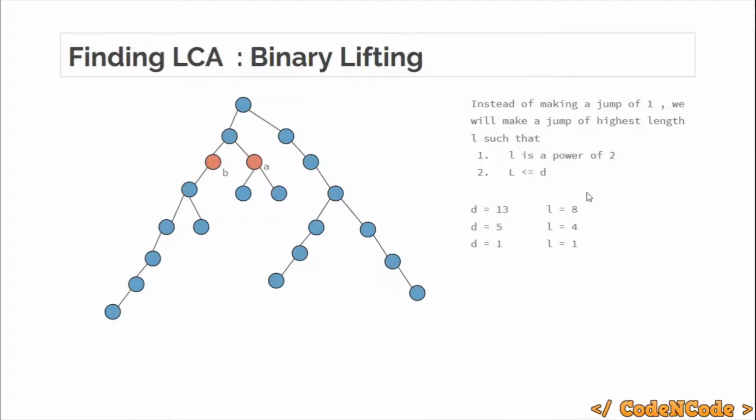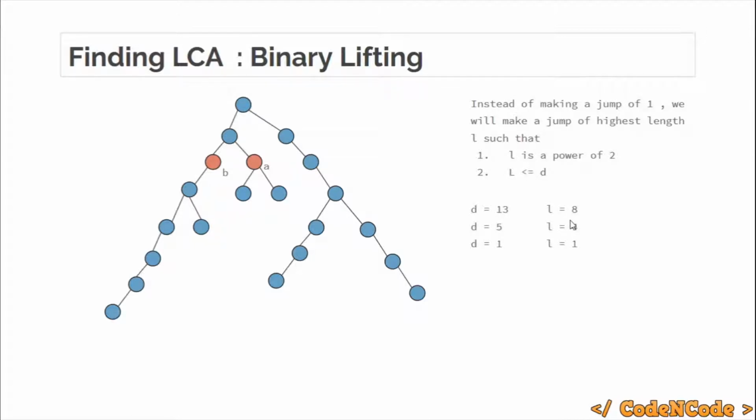So what it tells you is that you can cover the distance by making jumps of the highest length L, such that L is less than or equal to D. If you make a jump of L each time, then the complexity would be log n, because you would be able to cover the distance in log n time. The reason is, each time you find L, the highest power of 2 such that L is less than or equal to D, L is actually at least half of D.